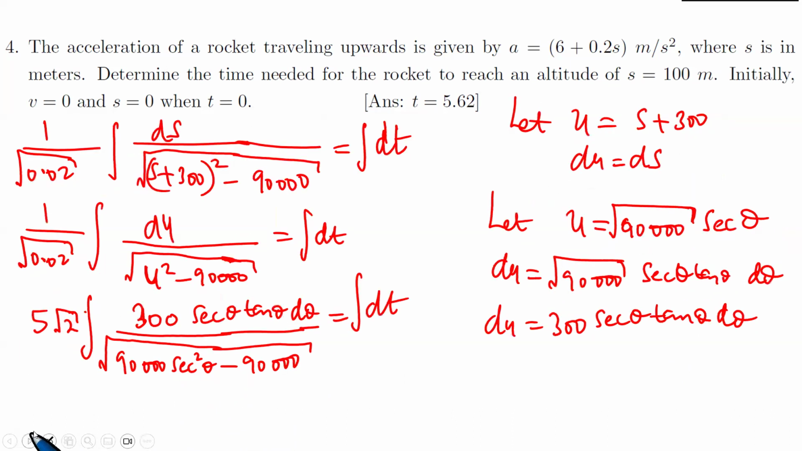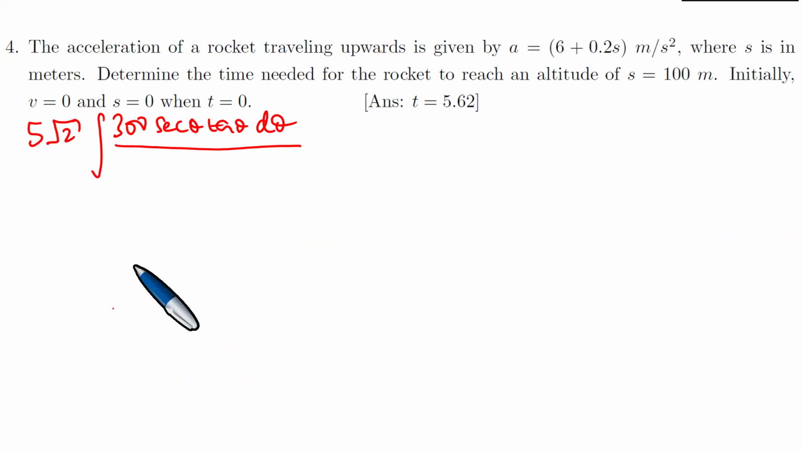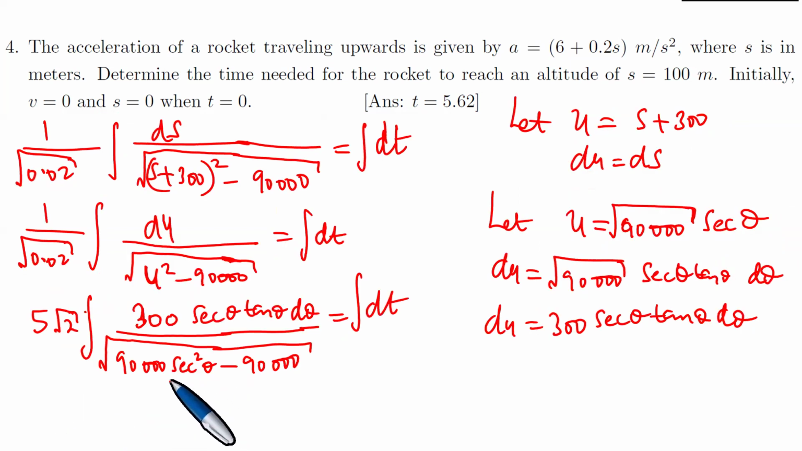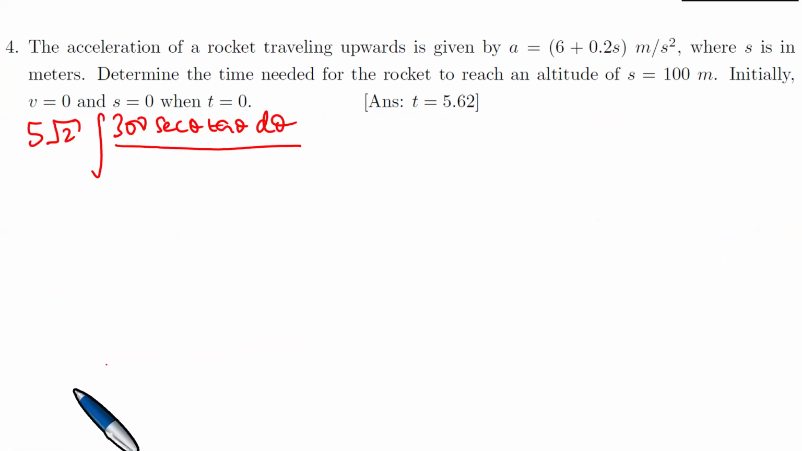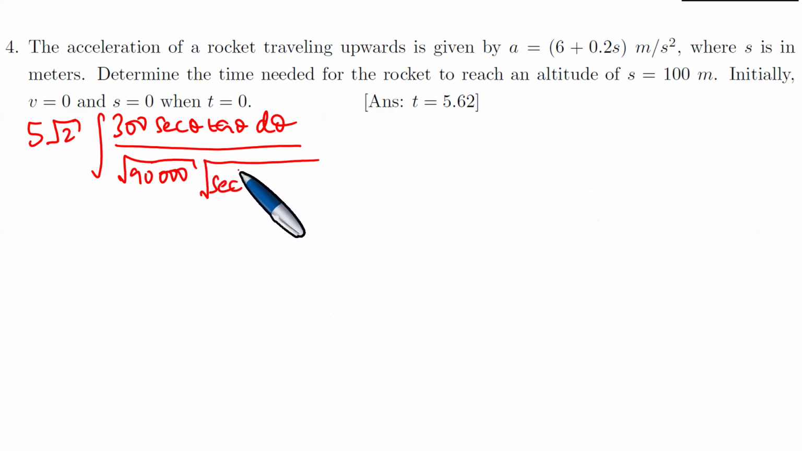Okay, we continue. So now we're going to have from under the square root, you're going to take out the square root of 90,000. And then we'll have secant squared minus 1. Then you analyze that. So you'd have the square root of 90,000. And then you have the square root of secant squared theta minus 1. And this is equal to the integral of dt.